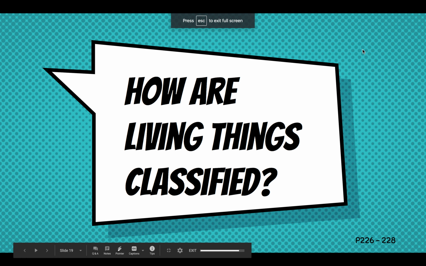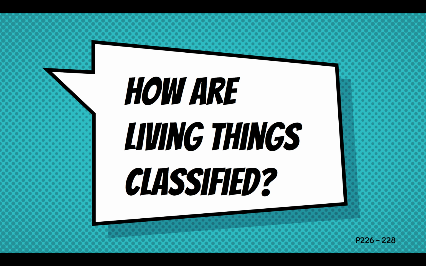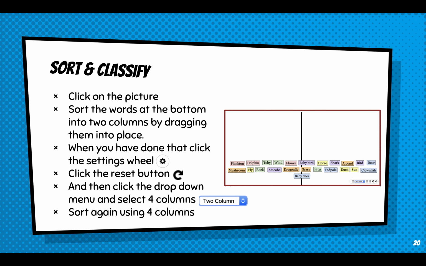So for this part, in your book, I'm going to be just using 2 pages from section 2. And it's going to be page 226, 227. Okay, so how are living things classified? The first thing I want you to do is sort and classify.